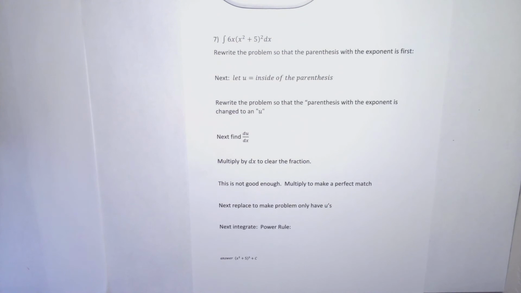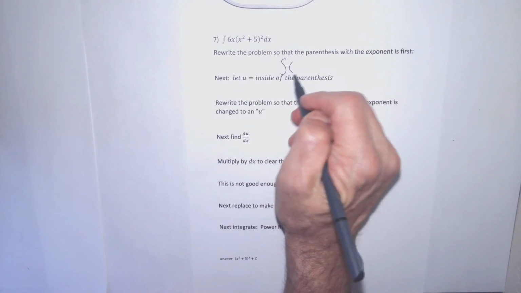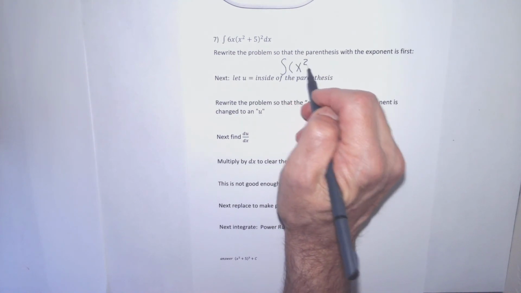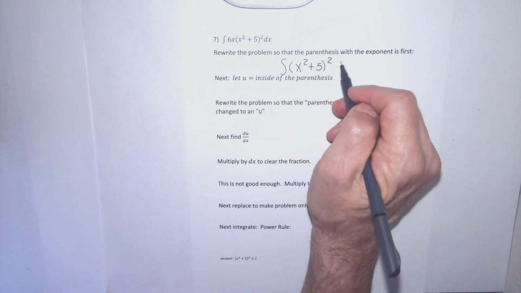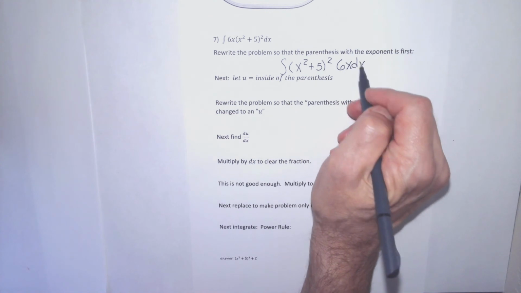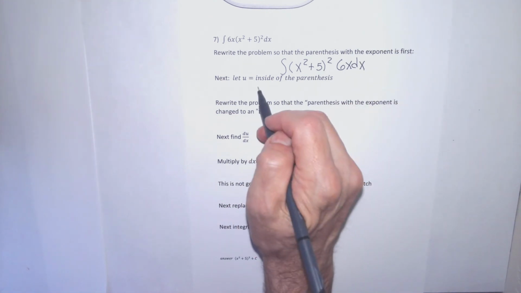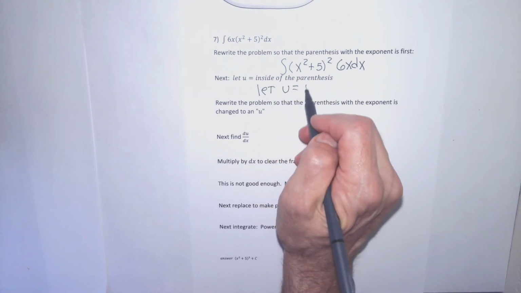7's another parenthesis with an exponent problem that it's an indefinite integral. I'm going to use u substitution. I'm going to write the parentheses with the exponent first and the 6x dx second. Always in a parentheses with an exponent problem, I let the u be the inside of the parentheses with the exponent.